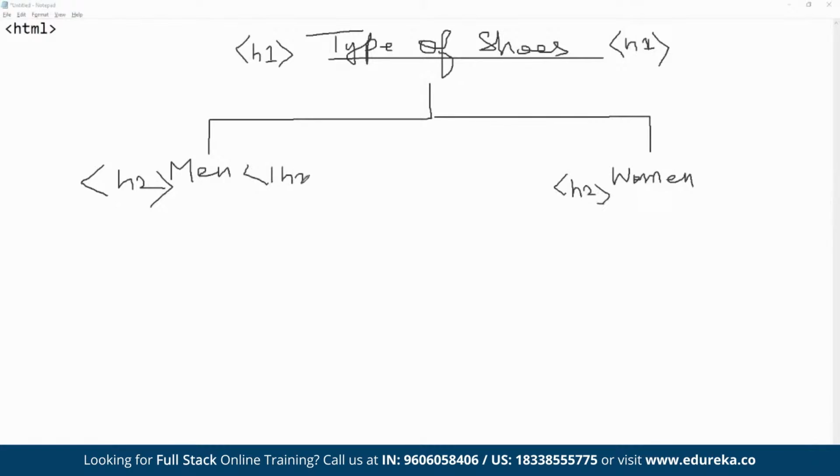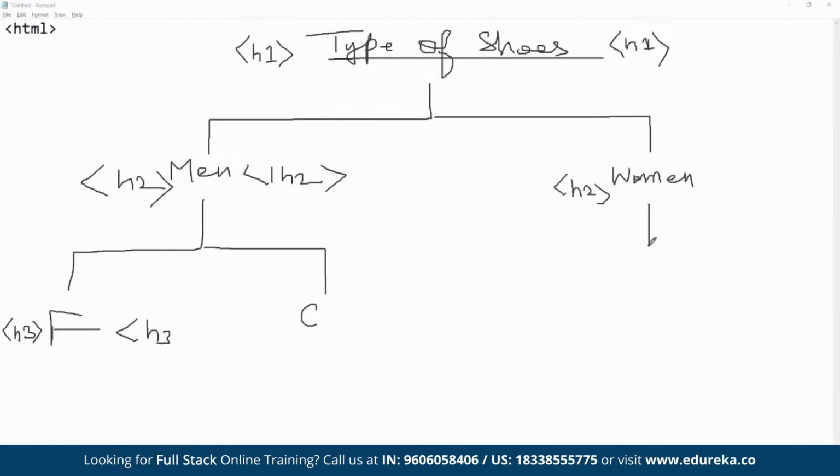Let's say now we are going to write about men. Now again in men, we have again segregated the shoes for men in two different categories. We have one for formal and then we have one for casual. Again, this is at the third level, correct? So here we can make use of the H3 tag for these.